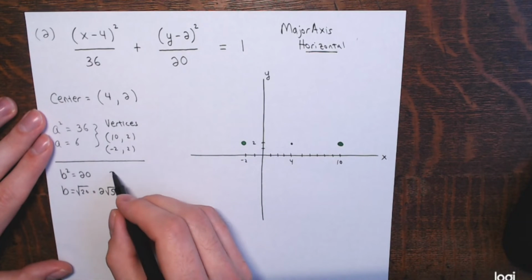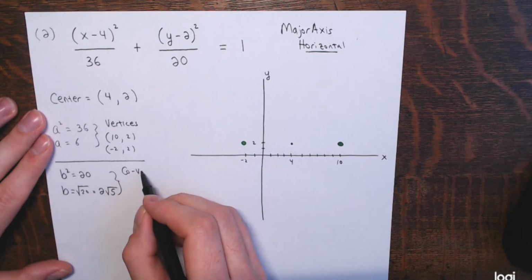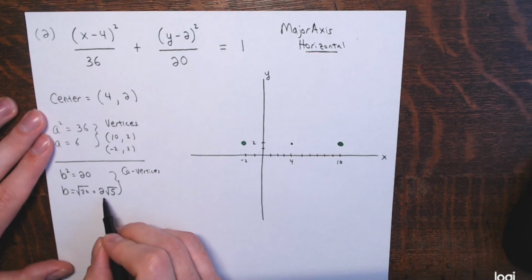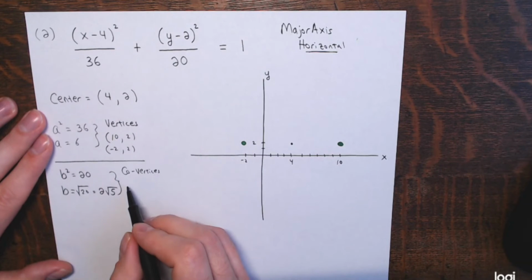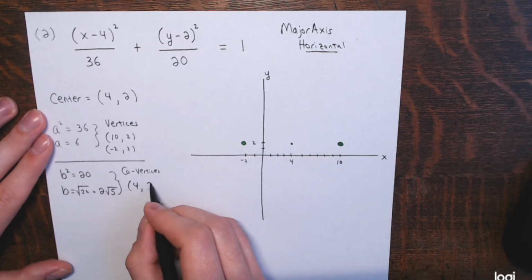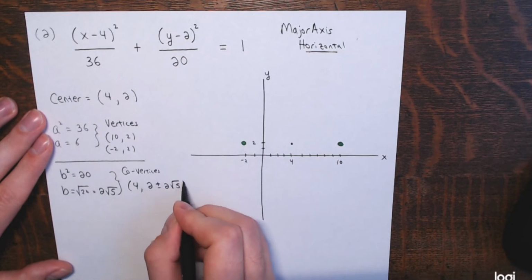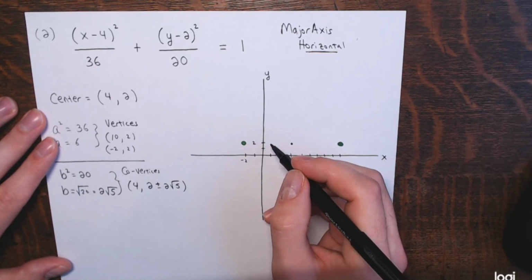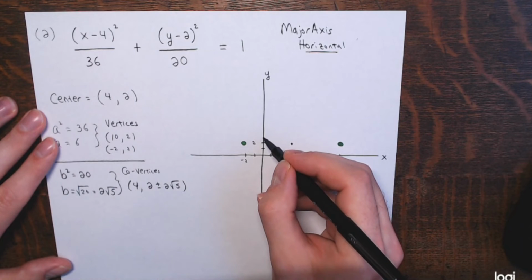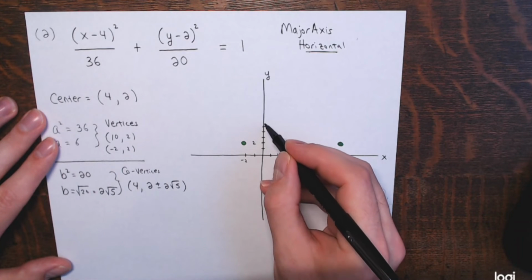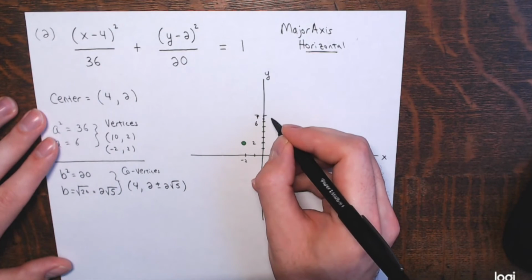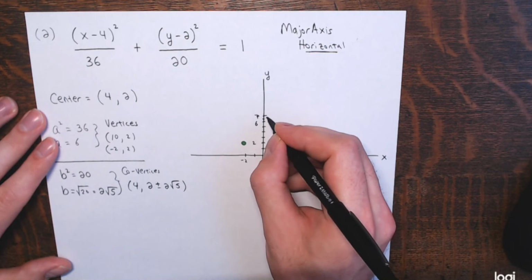All right, so using these, we can get the co-vertices. And I'm just going to be adding and subtracting this b to the y coordinate of the center. So 4 and then 2 plus or minus 2 root 5. Those are the co-vertices. Now again, the square root of 20 is between 4 and 5 units. 1, 2, 3, 4, 5. So between 6 and 7, that's going to be 2 plus 2 root 5.